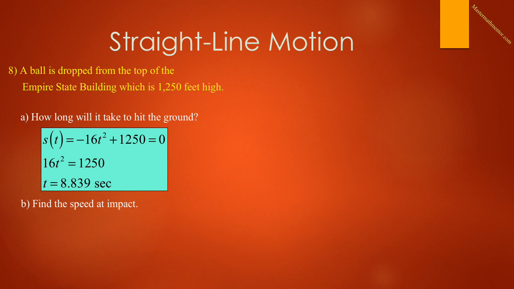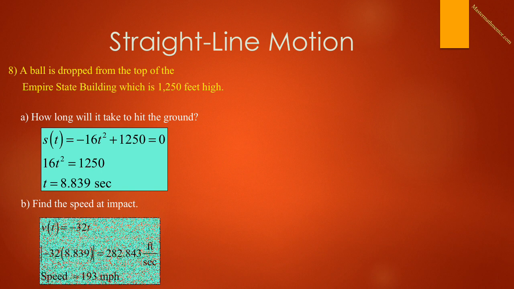The formula for S is negative 16t squared plus v0t plus S0. There is no initial velocity because the ball is dropped, and the initial height is 1,250. So negative 16t squared plus 1,250 equals 0, giving 16t squared equals 1,250, and therefore t equals 8.839 seconds.